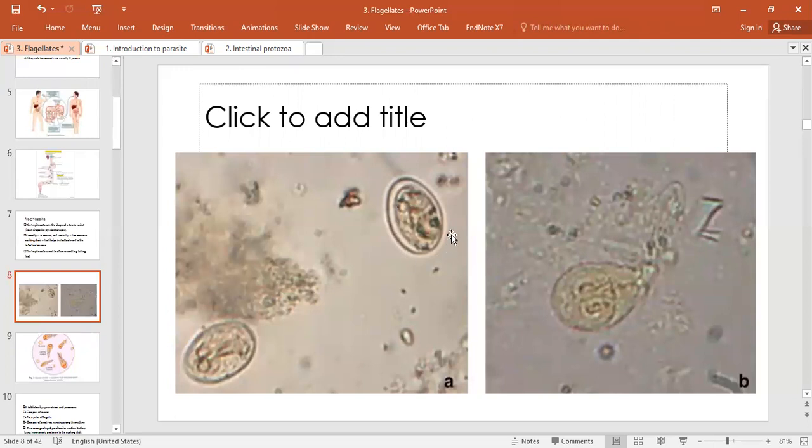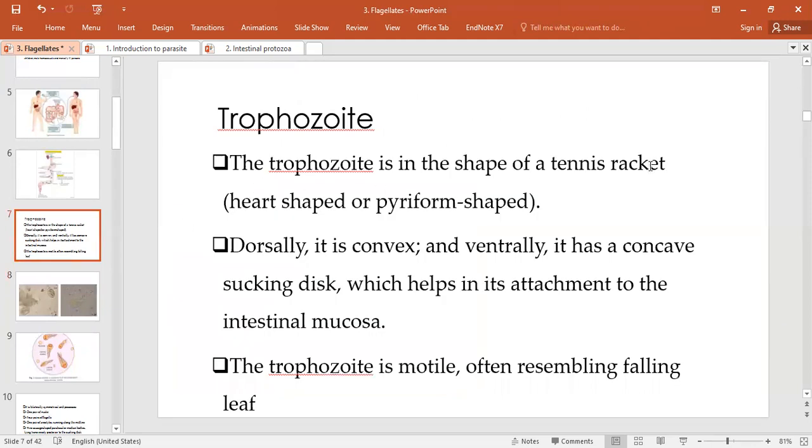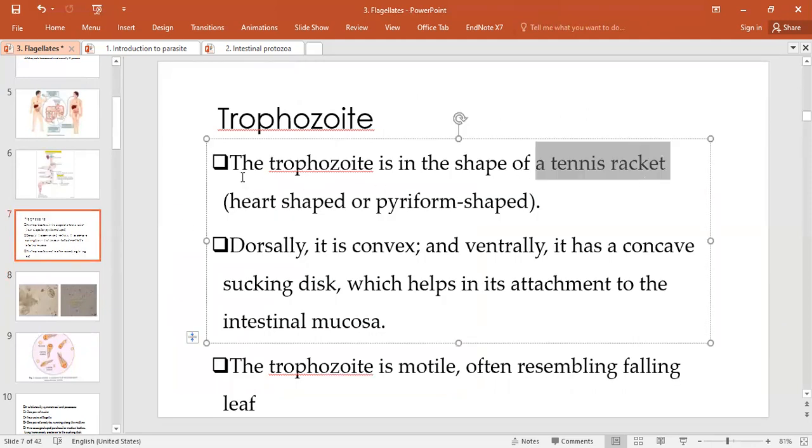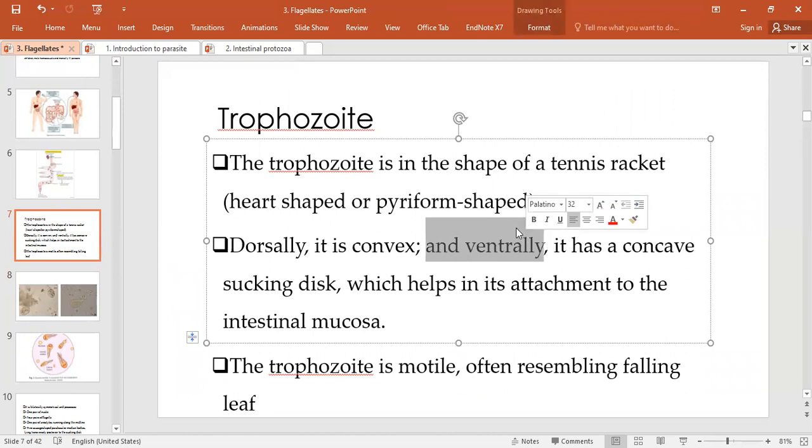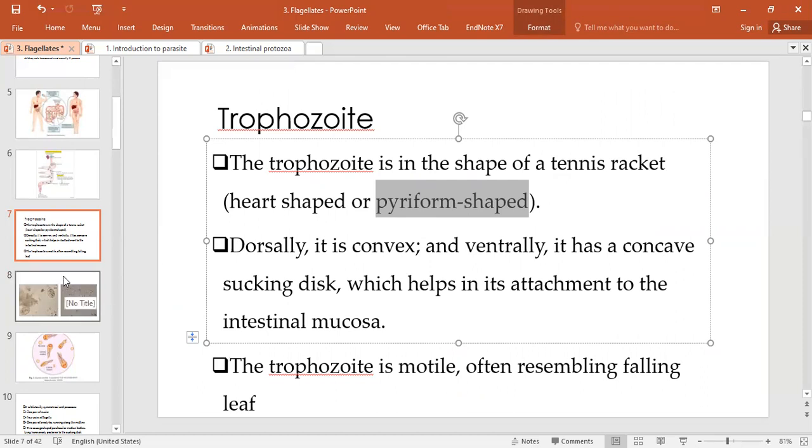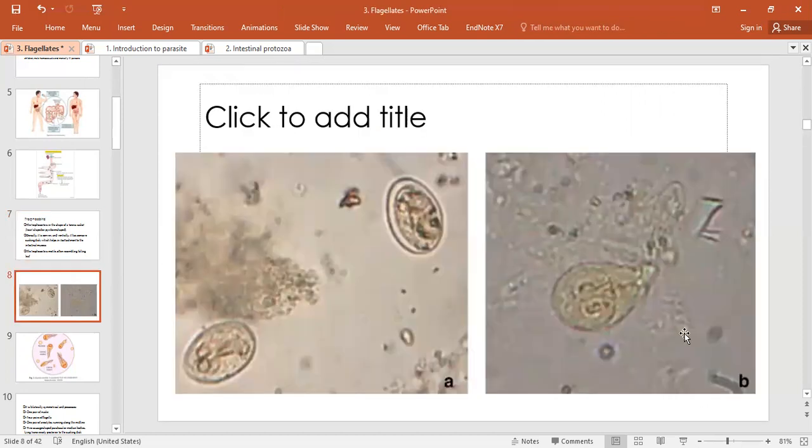Giardia lamblia has two forms, the cyst and the trophozoite. The trophozoite is the shape of a tennis racket, a heart shape, or pyriform shape. Dorsally, it is convex, ventrally, it's concave with a sucking disc. The trophozoite is motile, resembling a fallen leaf, like a leaf falling from a tree. We have a link to a video where you can see the motility of the trophozoite under a microscope.